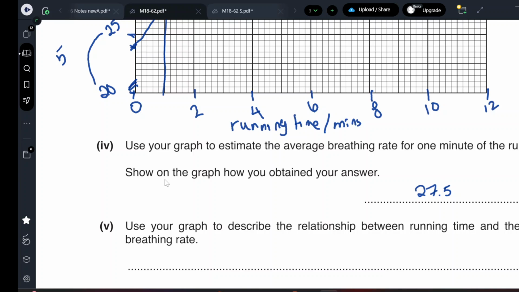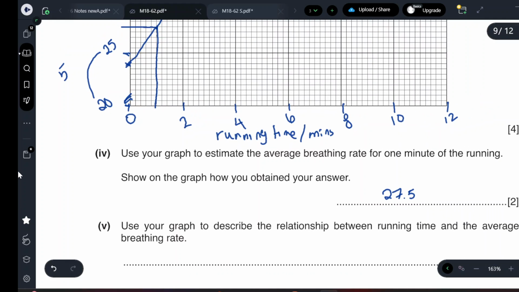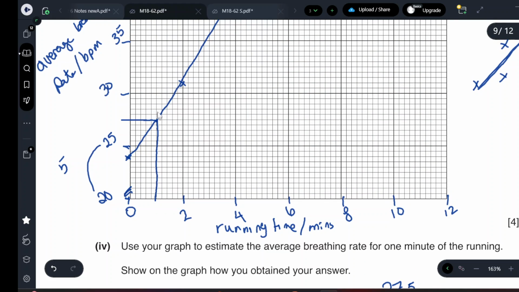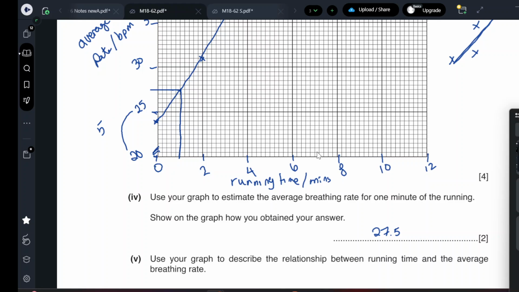The number you get might be a bit different. Each of you will get the number he reads from his graph at 1 minute, and then you will go left and tell him the number you read. There is no correct answer. It is according to your graph.